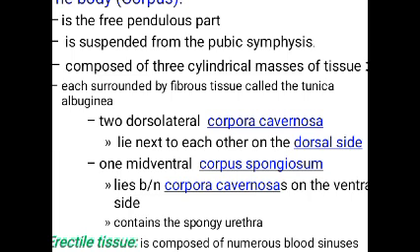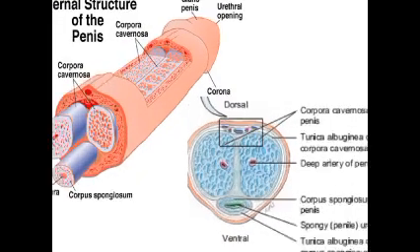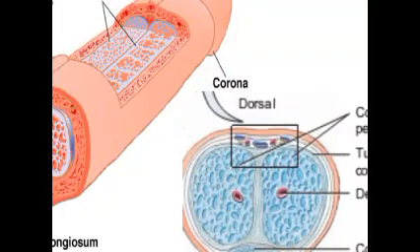It contains the spongy urethra. Erectile tissue is composed of numerous vascular sinuses. This is the diagram. It looks like this, with its structure or parts.